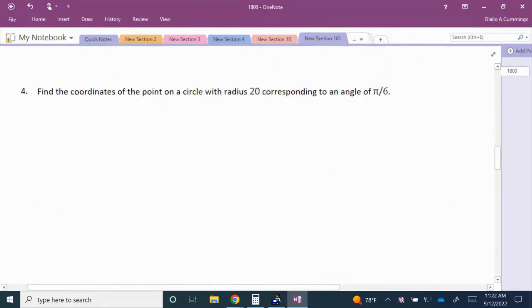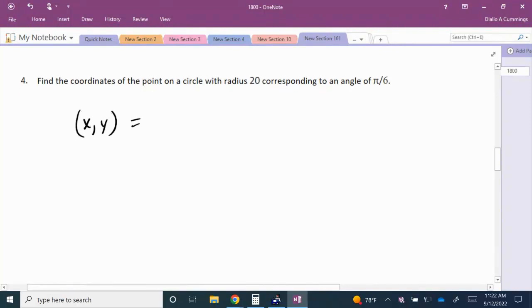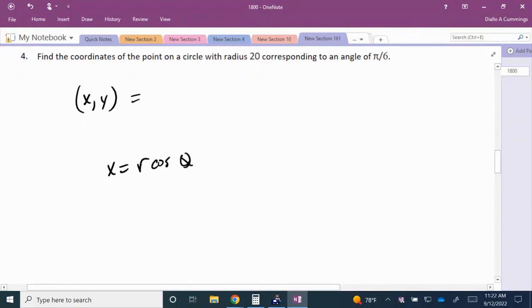All right, now we're asked to find the coordinates of a point on a circle with a radius of 20 corresponding to an angle of pi over 6 radians. And we want to actually find the x and the y coordinates. So we're basically going to use these formulas. X is equal to r times the cosine of theta. And we're going to find the y coordinate by y is equal to r times the sine of theta.